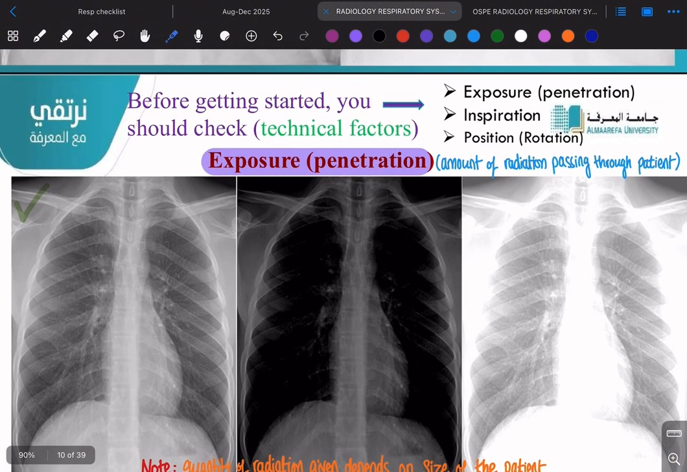Okay, moving on, we have the technical factors. So we have 3 very important technical factors. We have to make sure these technical factors are set before we start taking the image, okay? So what are they? First thing, we have the exposure or penetration. Then we have the inspiration. We mentioned the inspiration, but we're going to talk about it in more detail. And then the last thing is the rotation or the position, okay?